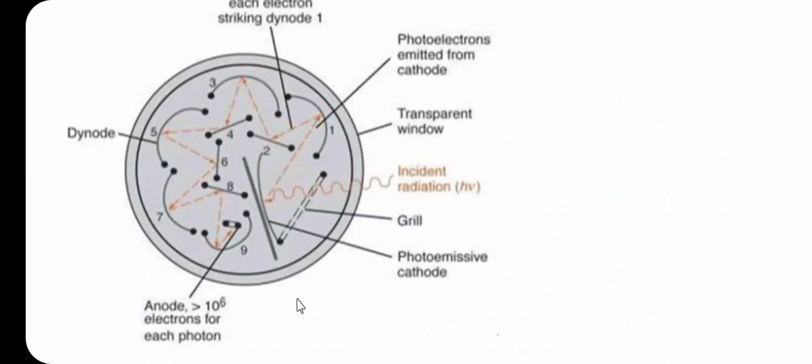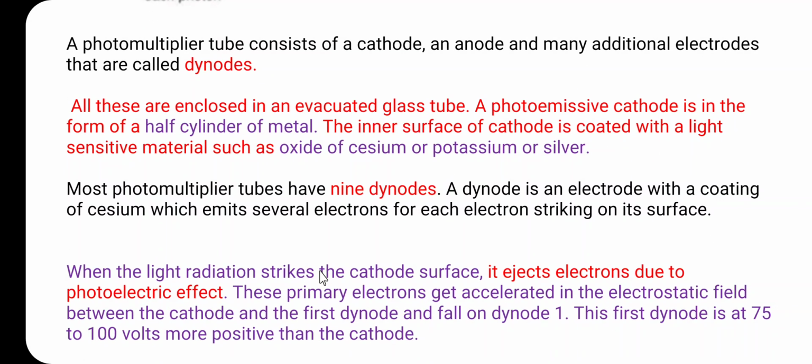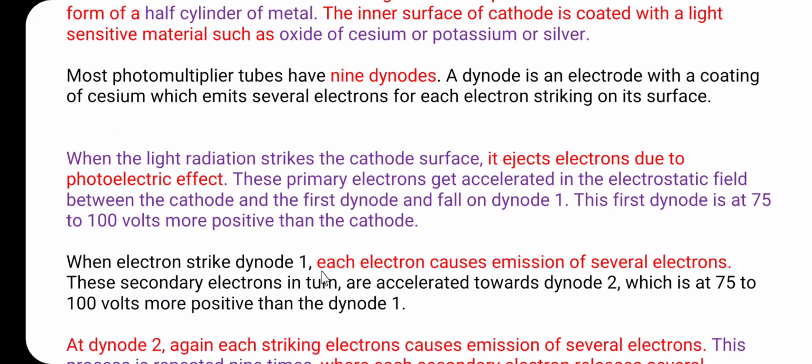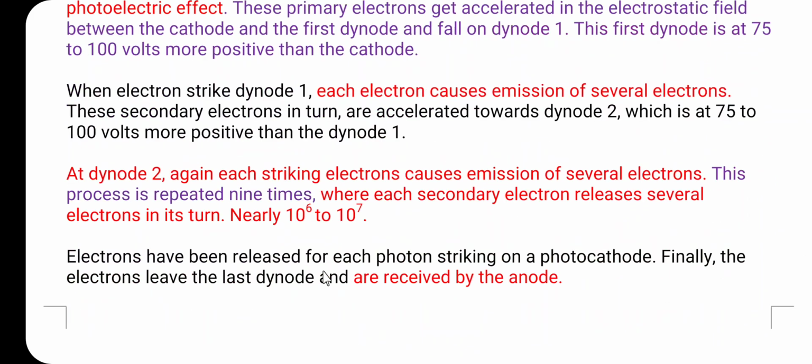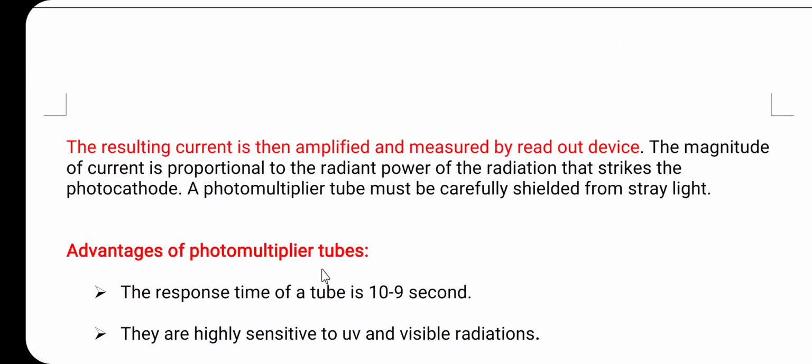In the case of the photomultiplier tube, what is important is that it must be carefully shielded from stray light. So, friends, this is about the photomultiplier tube. Photomultiplier tubes are generally used in the spectrophotometer, and the photomultiplier tube has a number of advantages over the phototube. So what are the advantages?